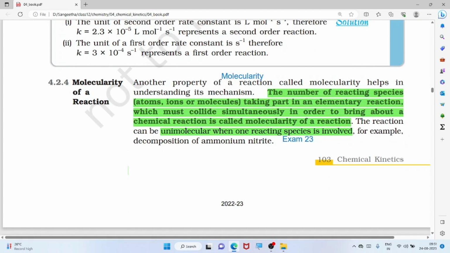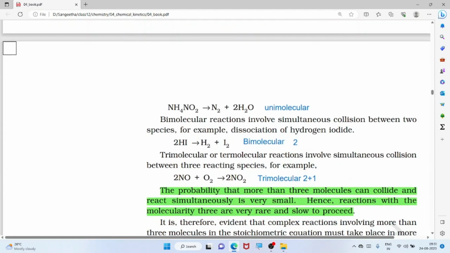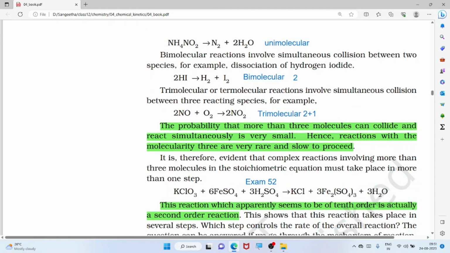Molecularity of the reaction: the number of reacting species, atoms or ions taking part in an elementary reaction, which must collide simultaneously in order to bring about the chemical reaction, is called the molecularity of the reaction. Unimolecular is one reacting species involved. This is unimolecular, this is bimolecular, 2 molecules, this is trimolecular, 3 molecules.